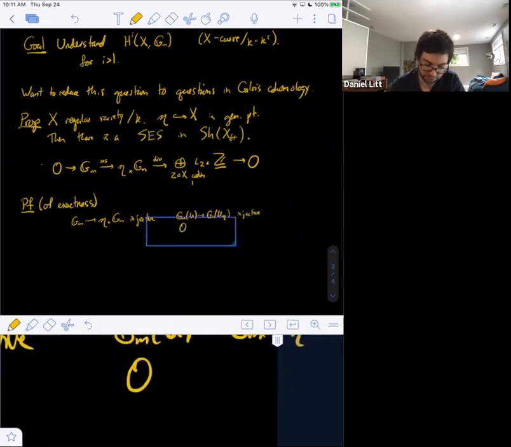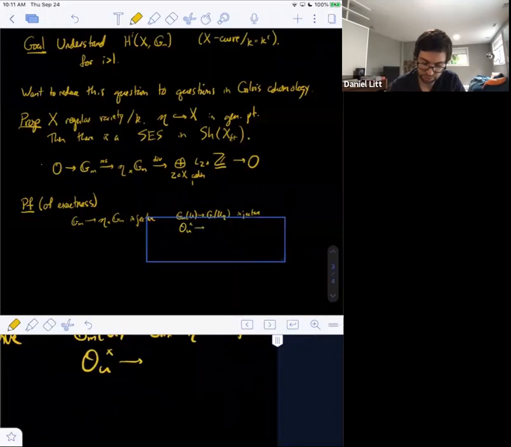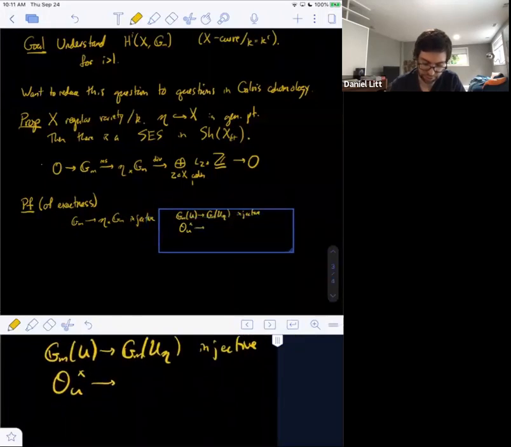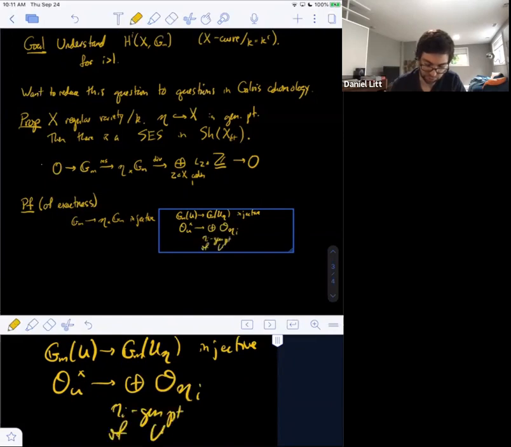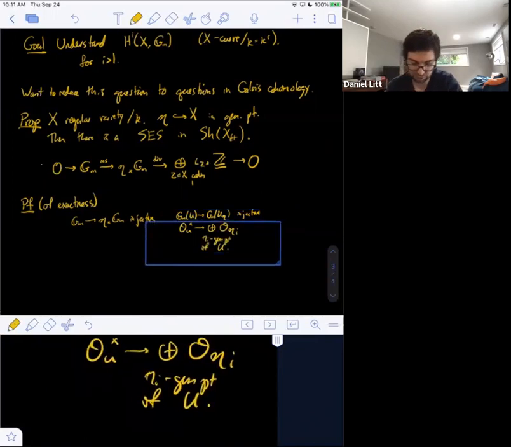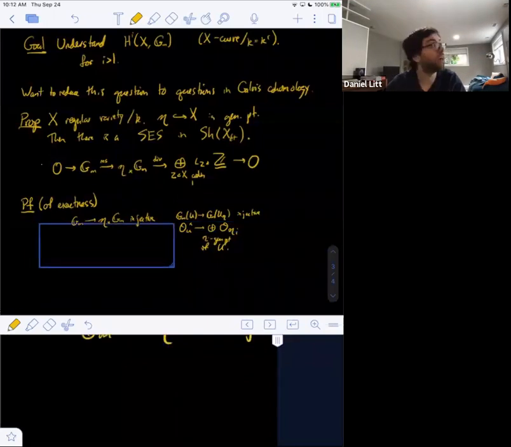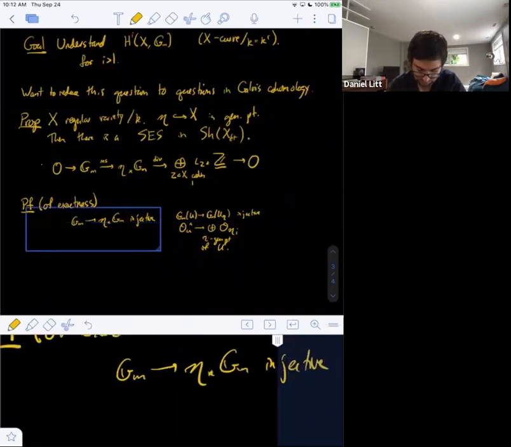Because what is this? Well, this is O_U cross, and this is the direct sum, if you'd like, of the fraction fields of, maybe I'll write it as O_eta_i, where here eta_i is a generic point of U. Okay, and this is injective. And this already is using something, right? It's using, for example, that X is reduced. No, sorry. This is okay in general, actually.